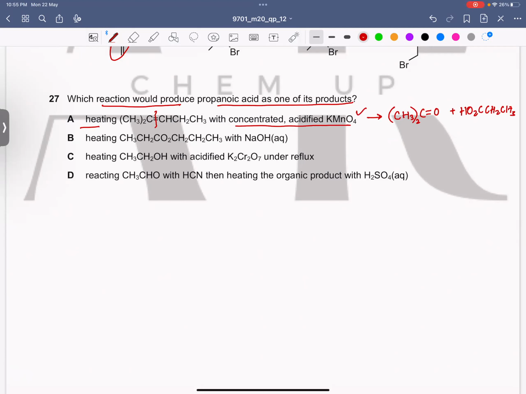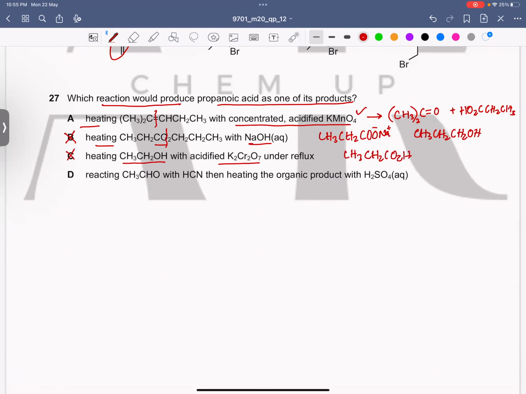But let's have a look over here. Heating an ester with the NaOH. So this ester is going to break. And due to the presence of NaOH, instead of propanoic acid, we are going to get its salt and propanol. So B goes wrong. Heating ethanol with acidified dichromate. So it would give you ethanoic acid, not propanoic acid.